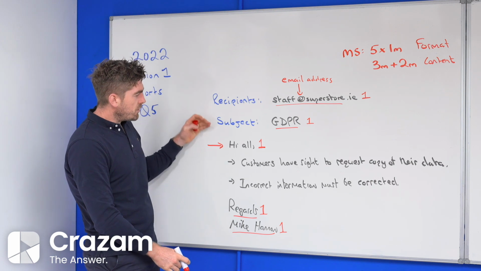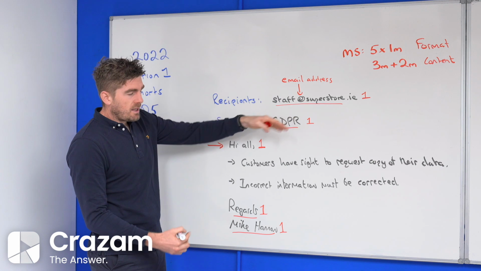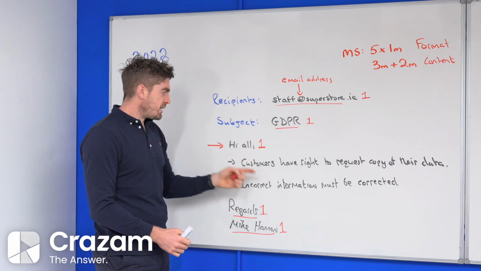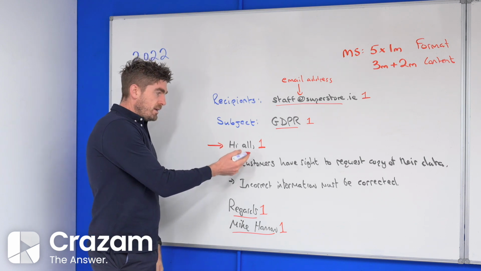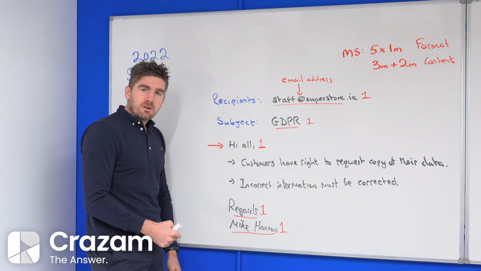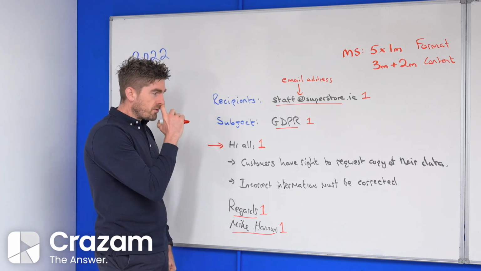So the 5 marks going for the format was making sure there's an email address for the recipients, even if you're not given one in the question. Your subject needs to be relevant to the content. You need to have a hello and a goodbye, and then the person who is sending the email would sign off at the end of the email. So half the marks were for the format.